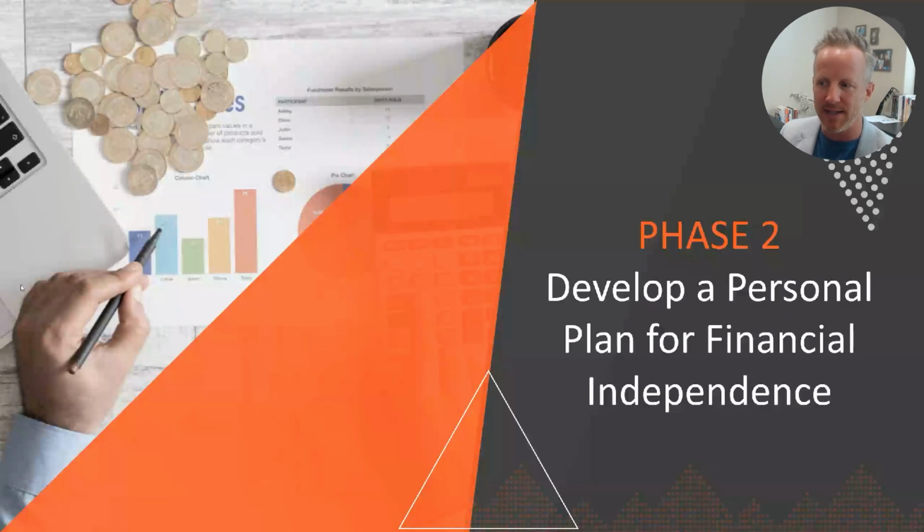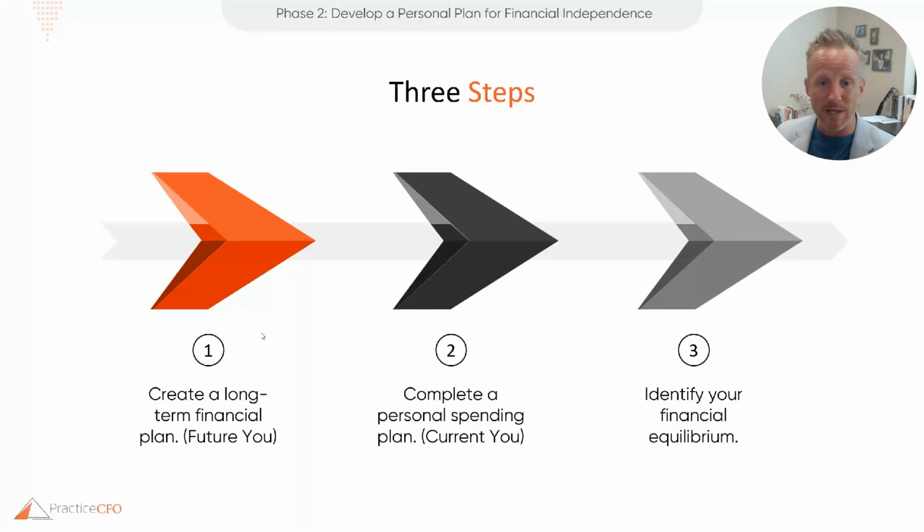Just a recap from my last episode, we talked about the 3 steps within this personal plan for financial independence, these 3 steps within phase 2. Step number 1 is creating a long-term financial plan. That is planning for the future you. I just spent almost an hour and a half talking about that in my last episode.